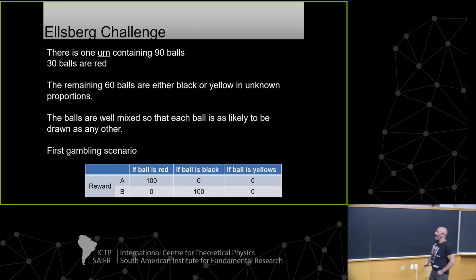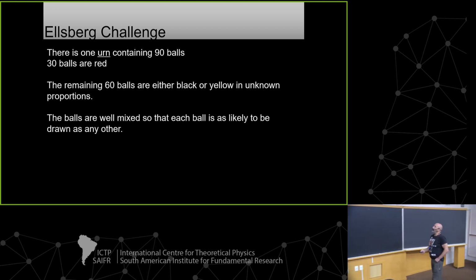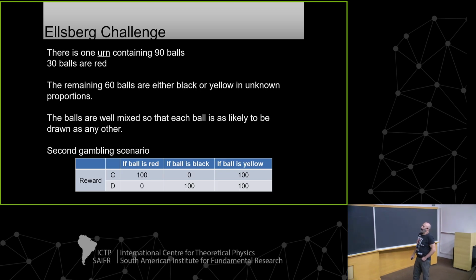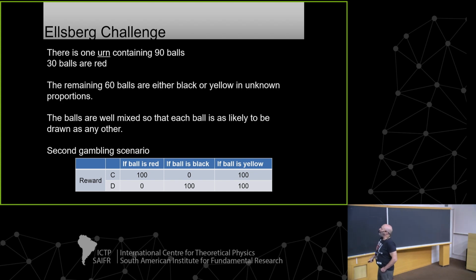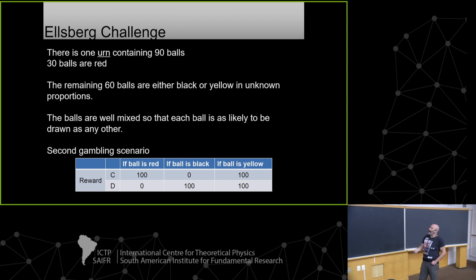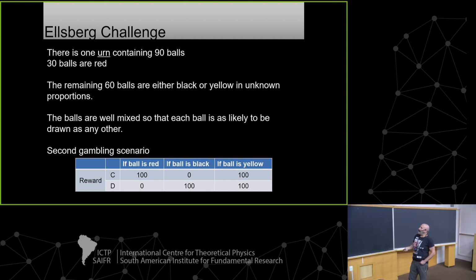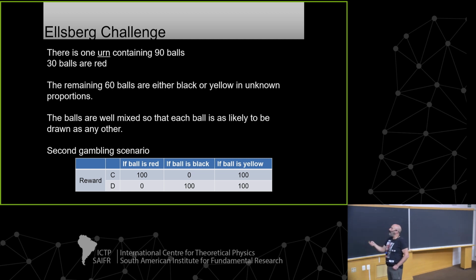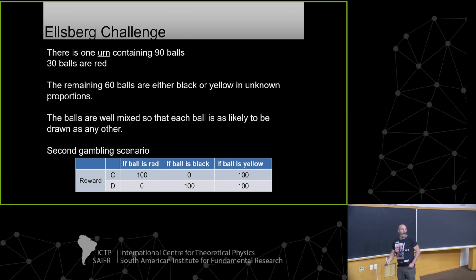Now I have the following. You have to choose between C and D. If you choose C and I take a ball, and the ball is either red or yellow, you will get 100. And D, if I take a ball and the ball is either black or yellow, you will get 100. That means that if you choose C and the ball is black, you get nothing, and if you choose D and the ball is red, you get nothing. So please make a choice between C and D.